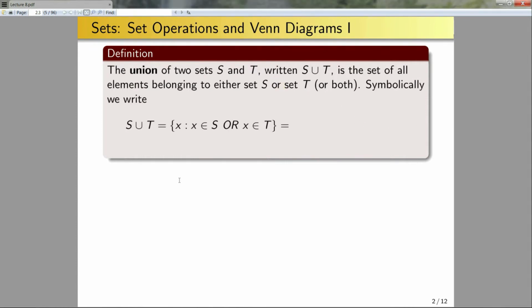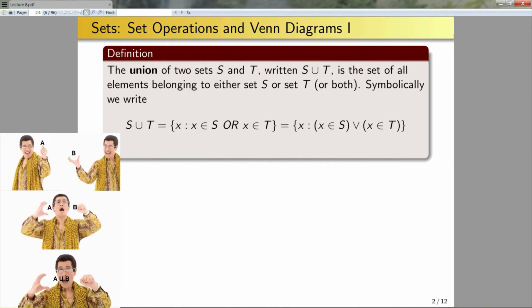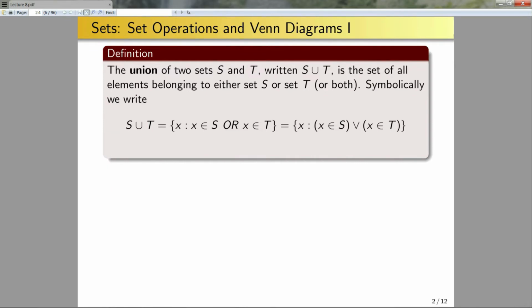So symbolically, we can write this definition out. So S union T will simply be the set of all X, such that X is in S or X is in T. Or if I want to be fancy and use logic, this is simply the set of all elements X, such that X is in S or X is in T. So now, previously you should have seen Venn diagrams. Venn diagrams are simply a way of representing sets graphically. They are useful for building some intuition, but they are a bit limited in their scope.